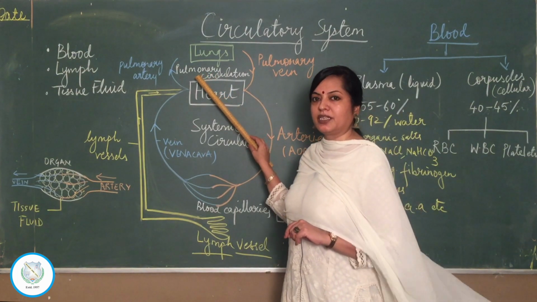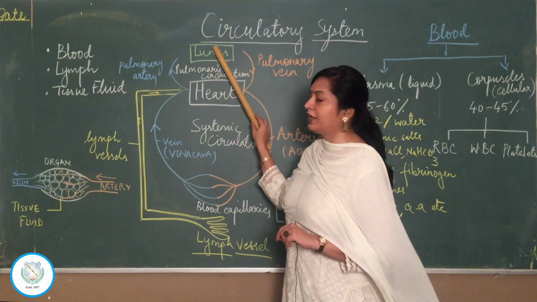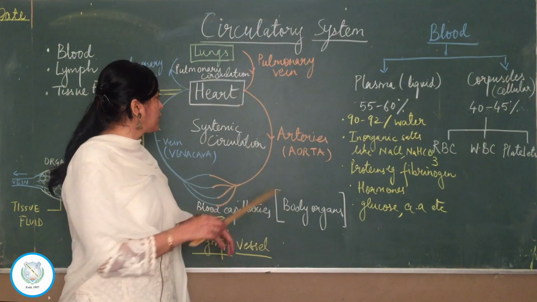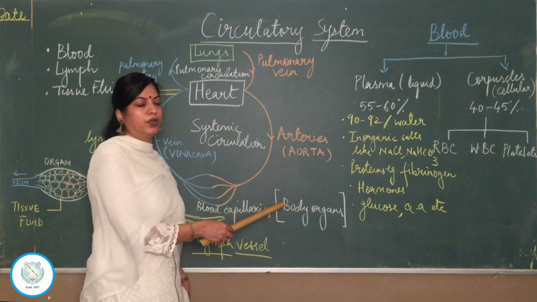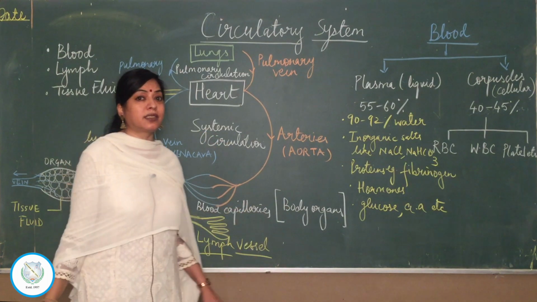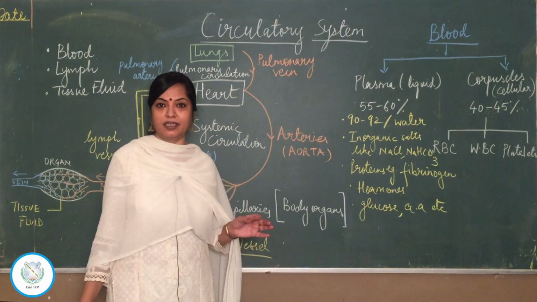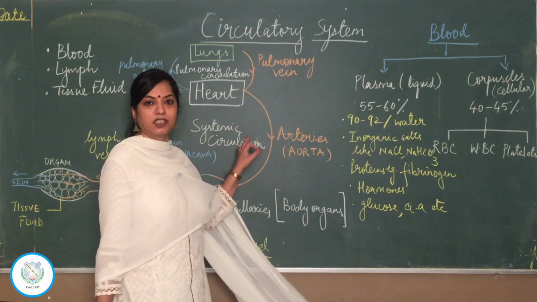Pulmonary, as the name says, is related to lungs. So circulation between heart and lungs is called what? Pulmonary circulation. Whereas circulation between heart and all the body organs, different body organs, is called systemic. Many of you call it systematic. Systematic is a different word. We call this systemic circulation. So please learn this spelling.